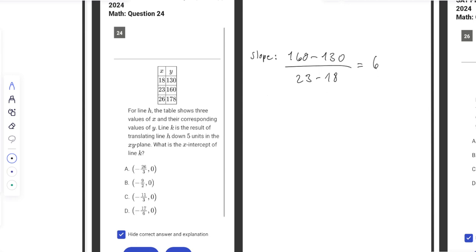So if we're starting to form an equation here, we could say y equals mx plus b, where m, or the slope, is equal to 6, and b I haven't found yet. But we could plug a point into our equation. For example, 130 is equal to 6 times 18 plus b. Then b would be equal to 130 minus 6 times 18. 6 times 18 is 108, so 130 minus 108 is 22.